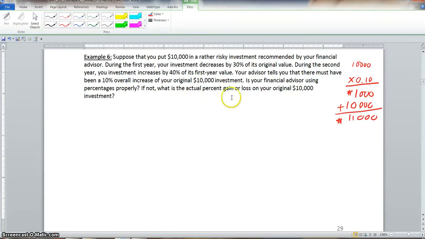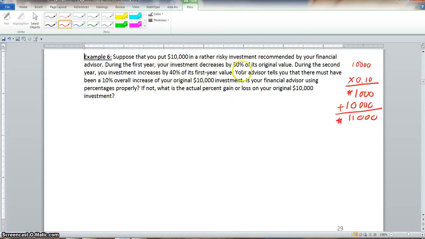Okay, class, picking up where we left off. We notice here that we have to have at least $11,000 left in order for us to have a 10% overall increase of our original $10,000 investment. So, the first thing we would do is this here.